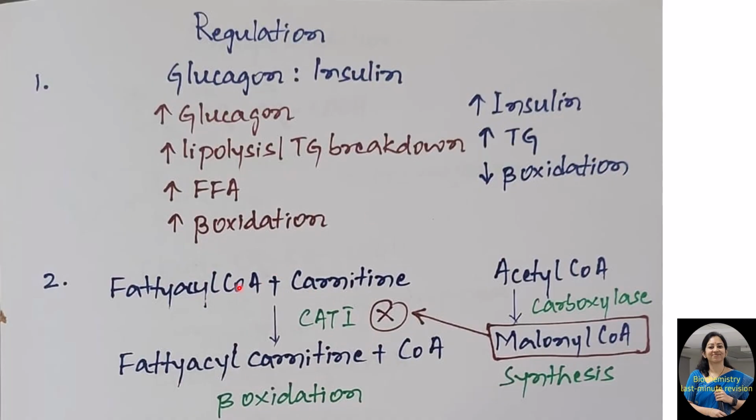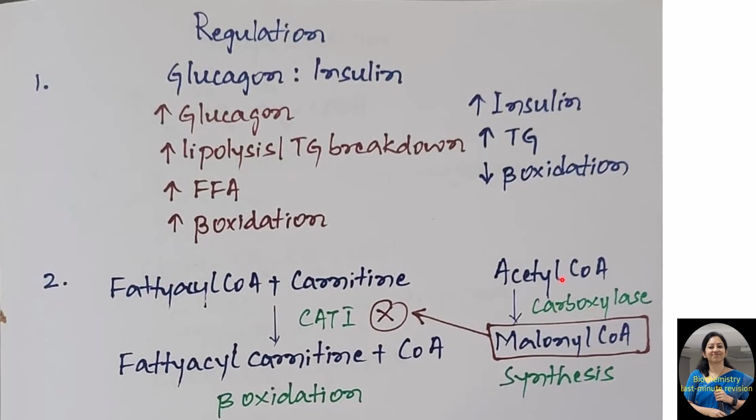Now, the first step in beta oxidation is activation of fatty acids to fatty acyl CoA, followed by transportation of activated fatty acids from cytoplasm to mitochondria with the help of carnitine, and the enzyme is carnitine acyltransferase 1. Now, this enzyme is inhibited by malonyl CoA. Now, what is this malonyl CoA? This malonyl CoA is an intermediate compound in the synthesis of fatty acids. So the synthesis of fatty acids starts from condensation of acetyl CoA with malonyl CoA. So the acetyl CoA undergoes carboxylation to form malonyl CoA.